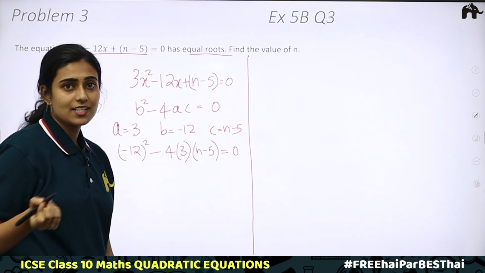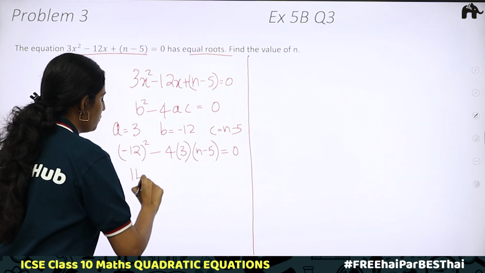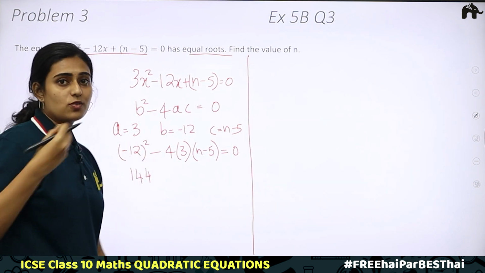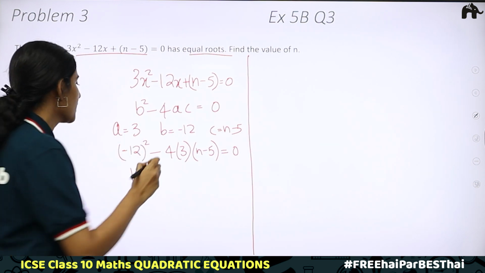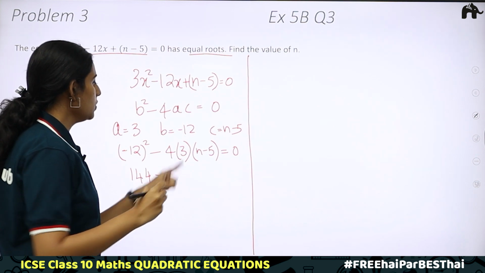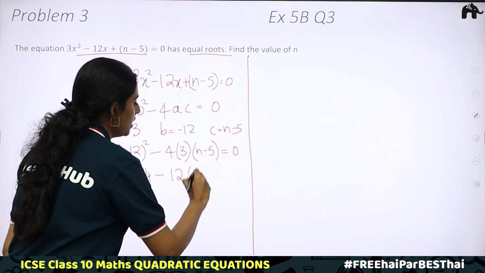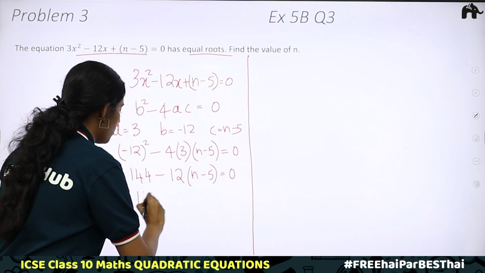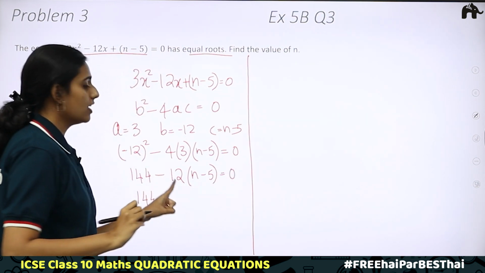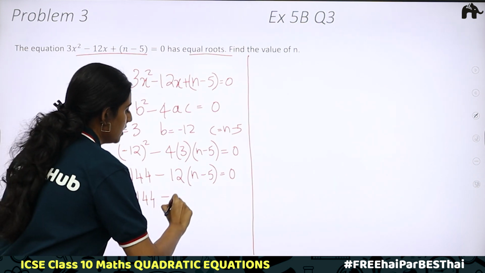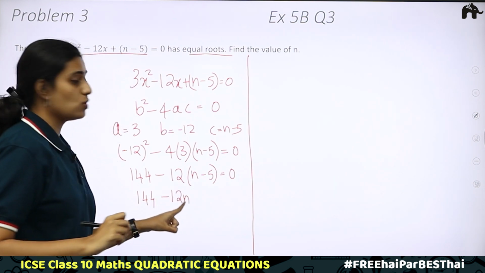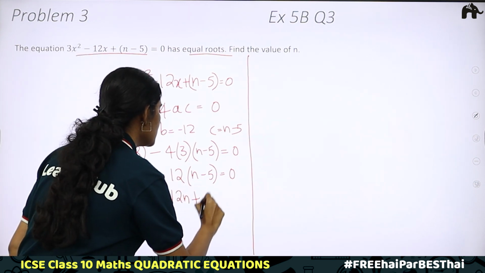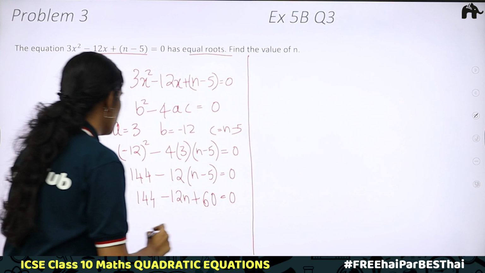Minus 12 square is positive 144. Not negative. Remember, when a negative number is squared, you will be getting positive. Minus 4 into 3, that is 12, into n minus 5 is equal to 0. 144 minus, removing brackets, minus 12n and minus 12 into minus 5, that is plus 60 is equal to 0.